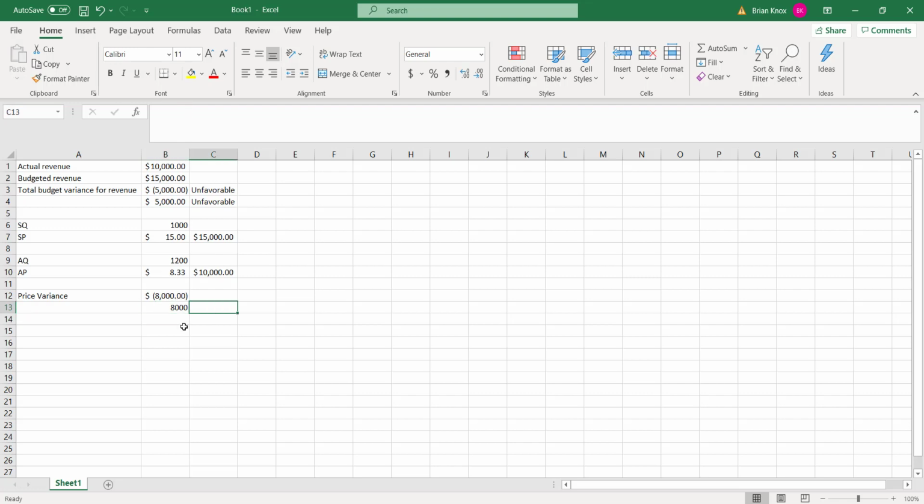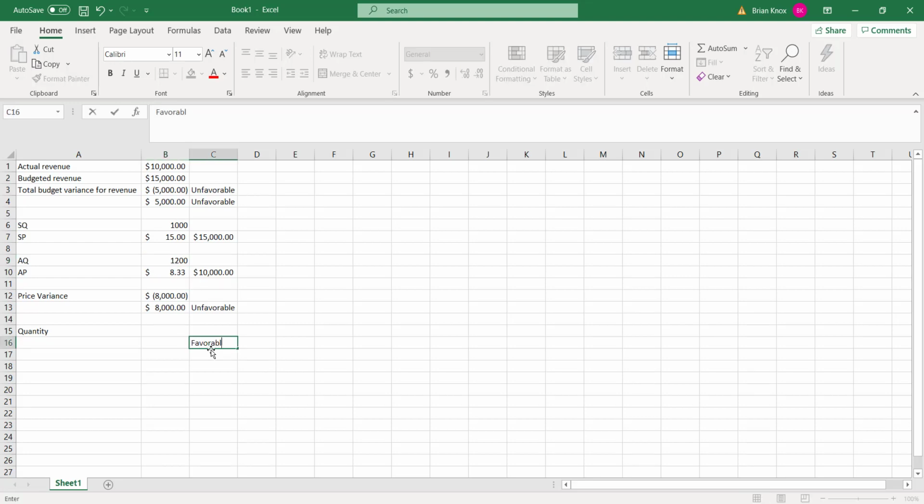And that is an unfavorable difference because the actual amount was $8.33 and our standard amount was $15. So because we had this reduction in the price of what we sold for, almost $7 less than we were expecting, this versus this, we lost $8,000 because of that. Now, on the other hand, we had a little bit better sales. I can tell that already because I can see the actual quantity is higher than the standard quantity. So I know that the variance is going to be favorable.